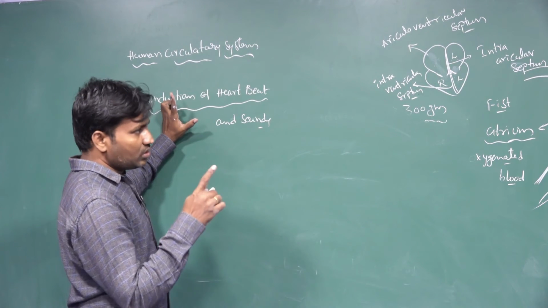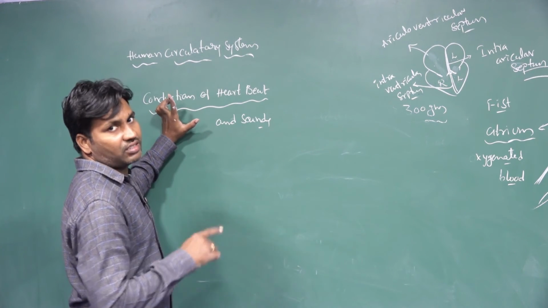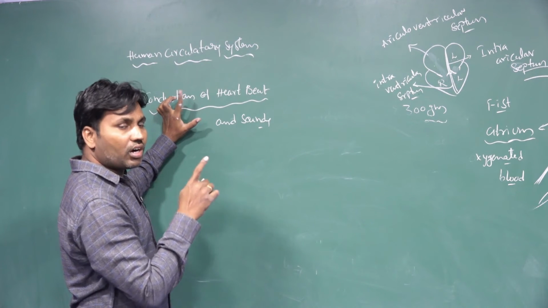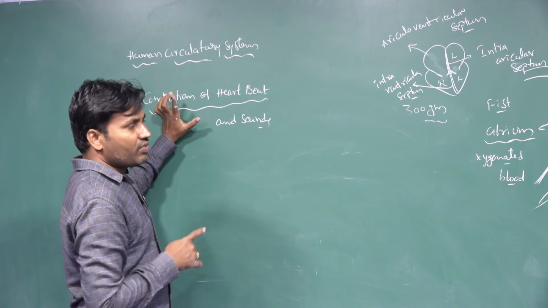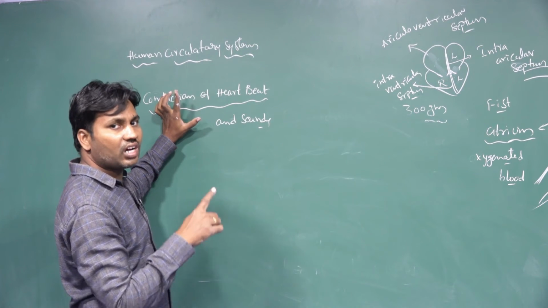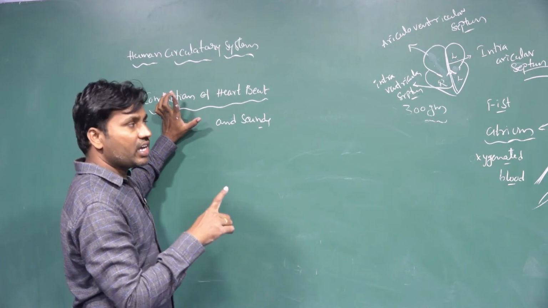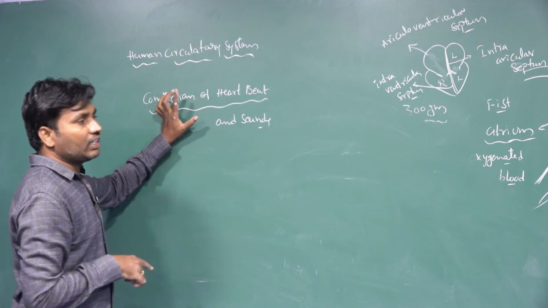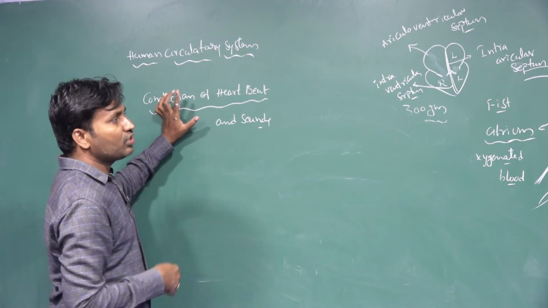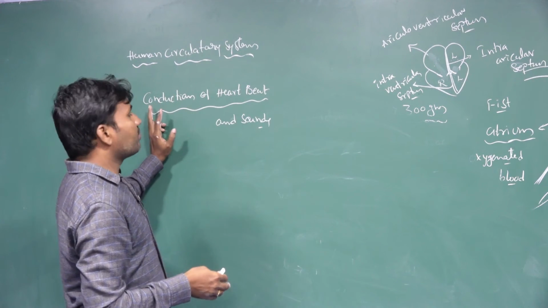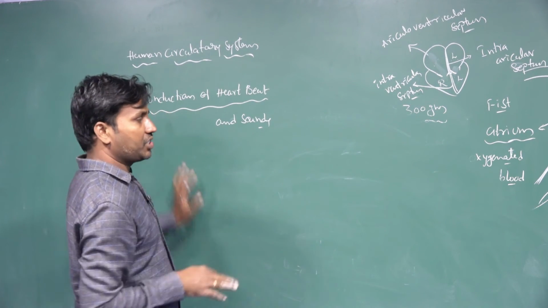The heart is made up of muscles, specifically cardiac muscle. The characteristic of any muscle is contraction and relaxation, excitation and relaxation. Here the heart is also conducting, forming the circulation, conducting the body circulation by contraction and relaxation.